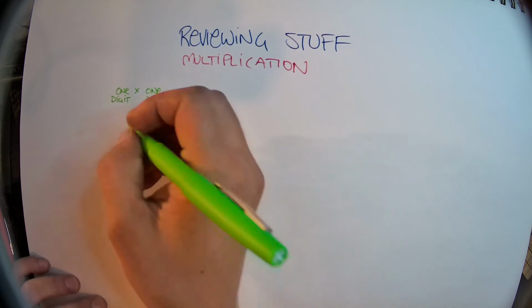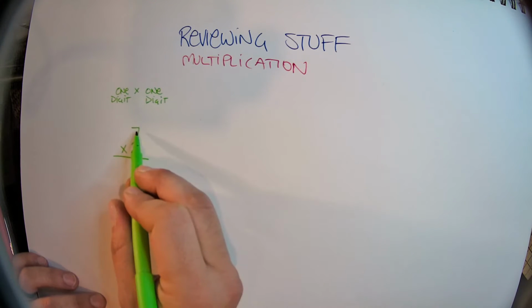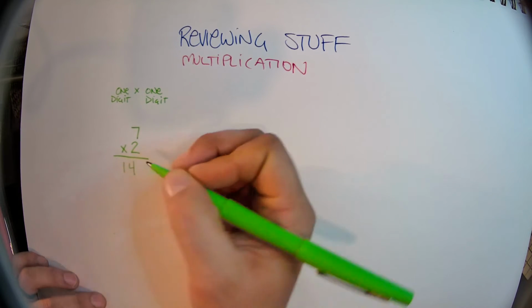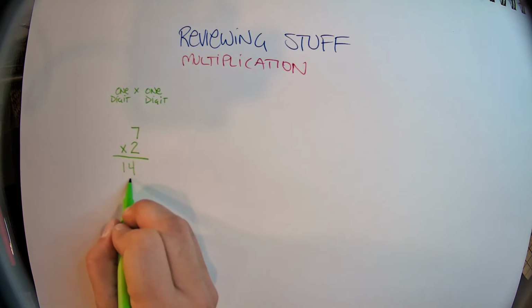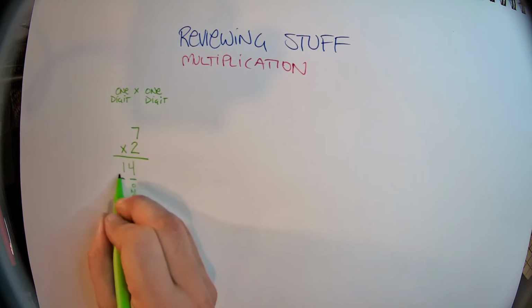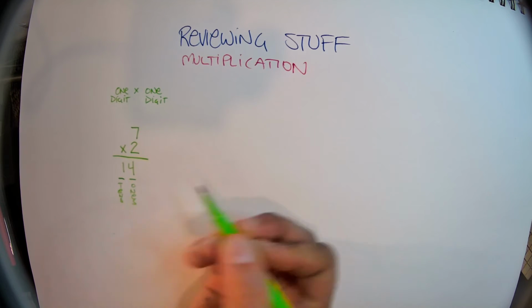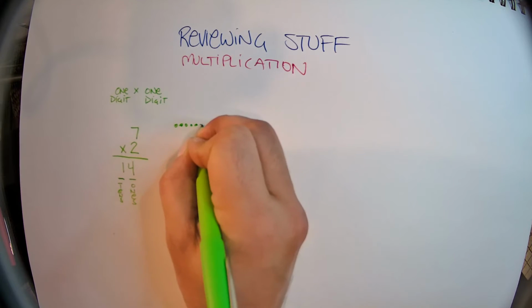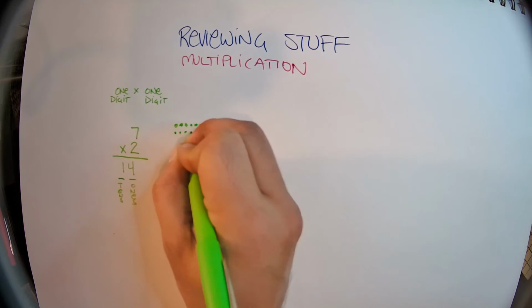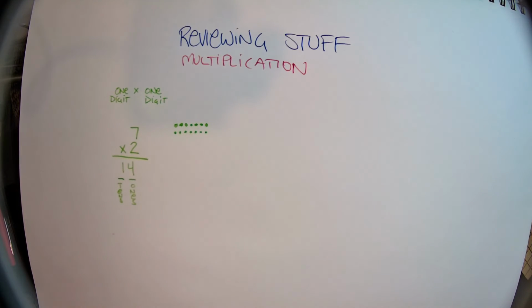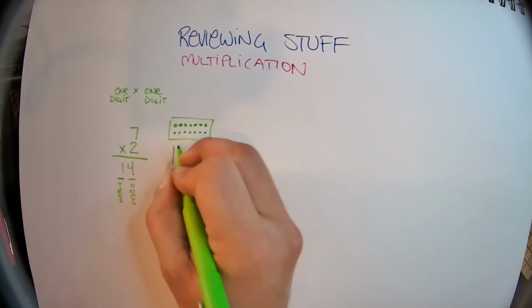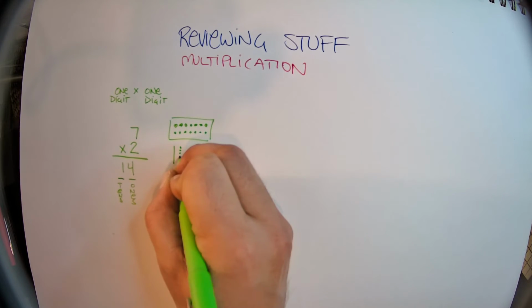All right, so 7 times 2, all we have to do is make 2 groups of 7 or 7 groups of 2. 7 times 2 is 14. Just like with addition, we can only put one digit in each place value, so we have 4 ones and 1 ten. So if we had 2 groups of 7, that's 1, 2, 3, 4, 5, 6, 7. 1, 2, 3, 4, 5, 6, 7. So there's 2 groups of 7. Altogether, we have 14. And remember, that's the same as 1 ten and 4 ones.